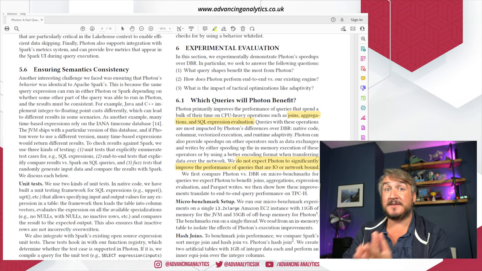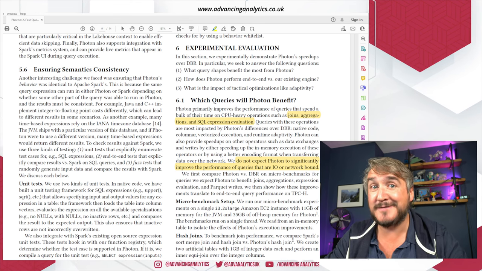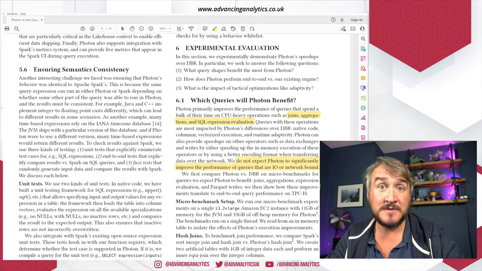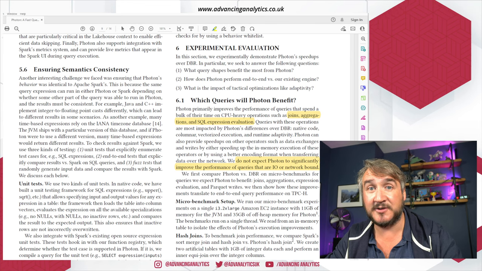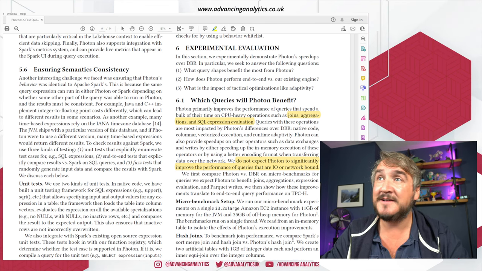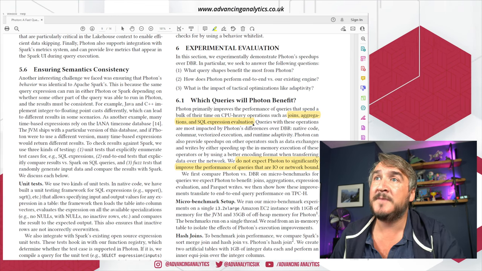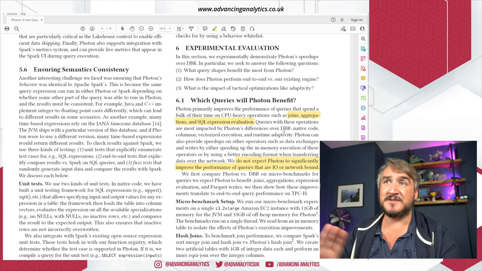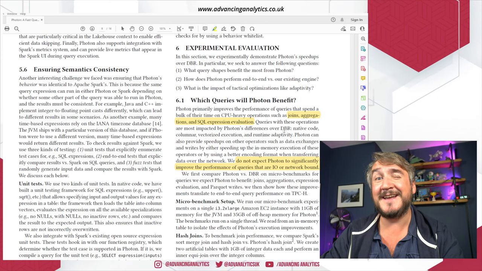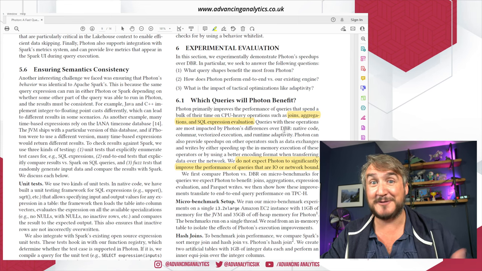Based on what we've seen, Photon will benefit anything where they have already written one of these specific optimization kernels, where there is a vector available to go and do the work that way. So joins, aggregations, SQL expressions, provided they have already written that SQL expression in.